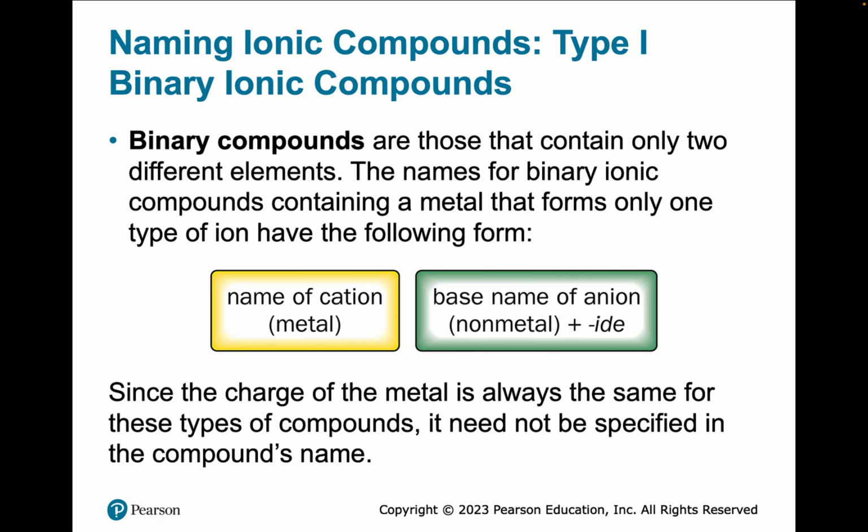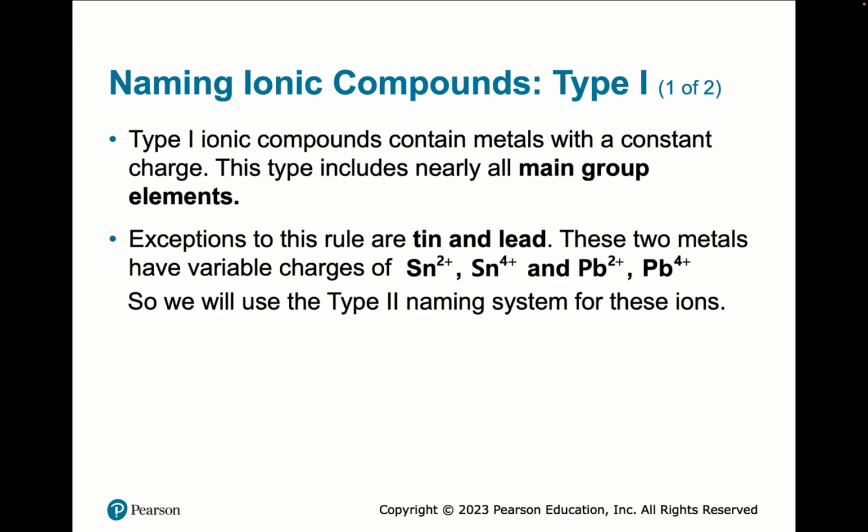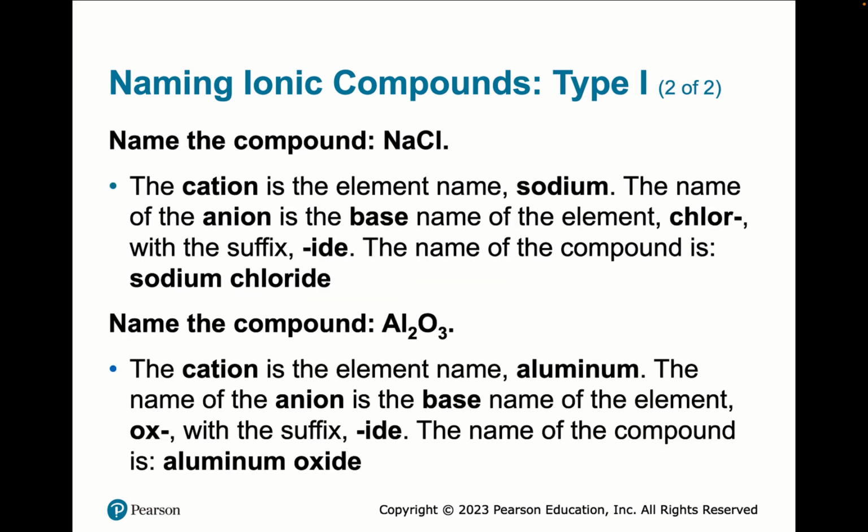And for binary compounds, and these are ionic compounds, we use the name of the metal as the cation, and then the base name of the nonmetal plus -ide. We use this to describe the names. Generally speaking, the main group elements, that's the first 2 and the last 6 columns of the periodic table, tend to have single charges. There's a few exceptions: tin and lead. Sn is tin and lead is Pb. We have to use the variable part of naming for those ions.